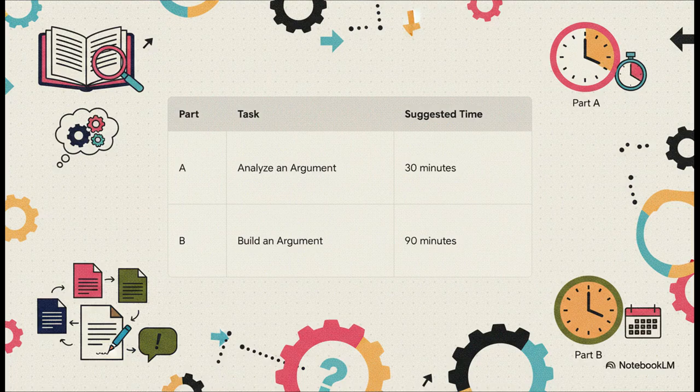And finally, we have the end-of-course exam, which is the last 45%. It's a 2-hour test with 2 parts. In Part A, students get 30 minutes to dissect an argument. Then in Part B, they have 90 minutes to take at least 2 of 4 sources and build their own argument. You can see how this is basically the final test of all the skills they've been practicing all year.